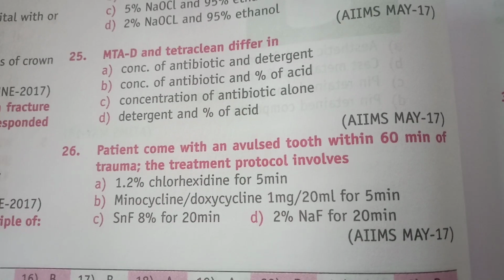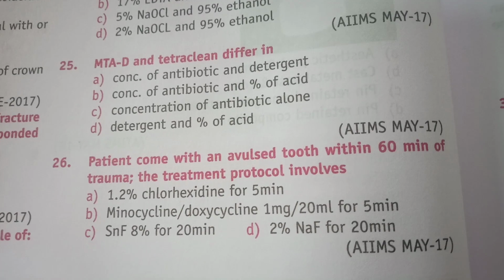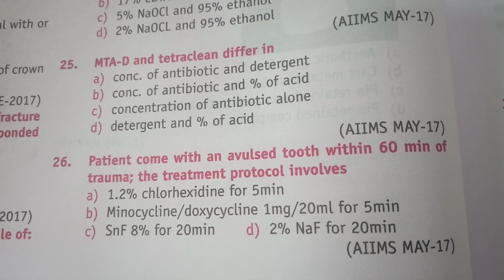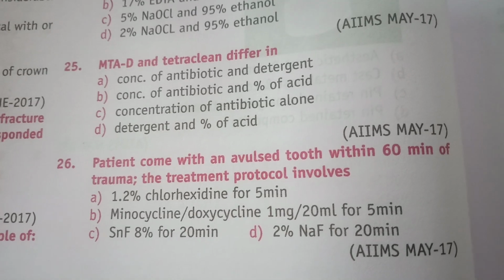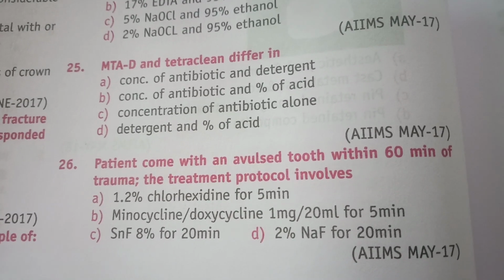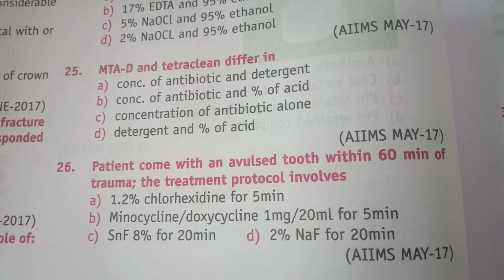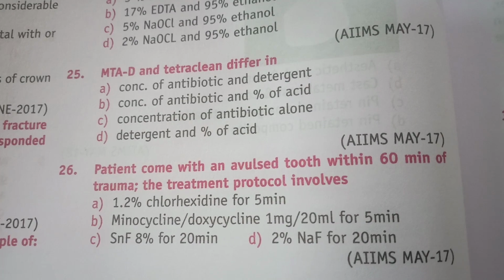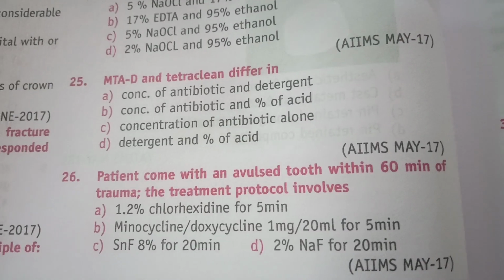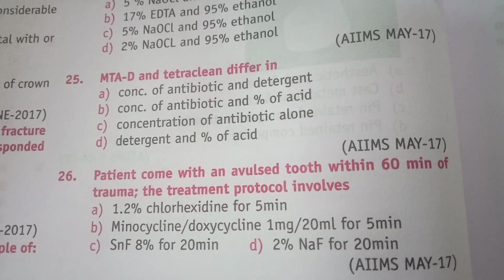Now the next question, question number 26. A patient comes with an avulsed tooth within 60 minutes of trauma. The treatment protocol involves: 1.2% chlorhexidine for 5 minutes, minocycline or doxycycline 1 mg per 20 ml for 5 minutes, SNF 8% for 20 minutes, 2% NaF for 20 minutes. The answer is B, minocycline, doxycycline 1 mg per 20 ml for 5 minutes.